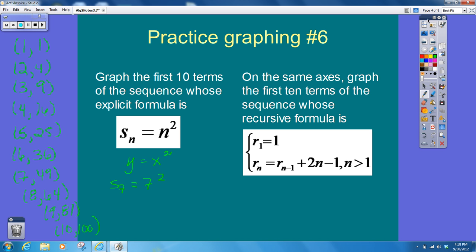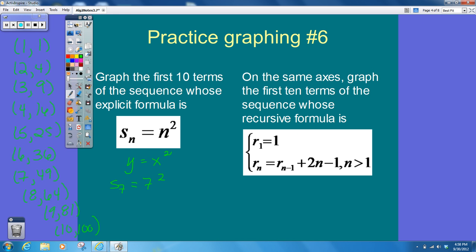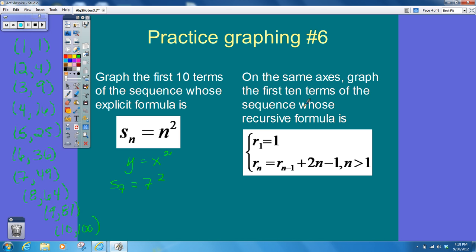Okay, on the same set of axes, we're not actually going to graph them yet. We'll graph them in a minute. We're going to talk about this one. This one's a little harder to use. The first term, let's do r sub 1, we know is 1. So my ordered pair would be 1, 1.